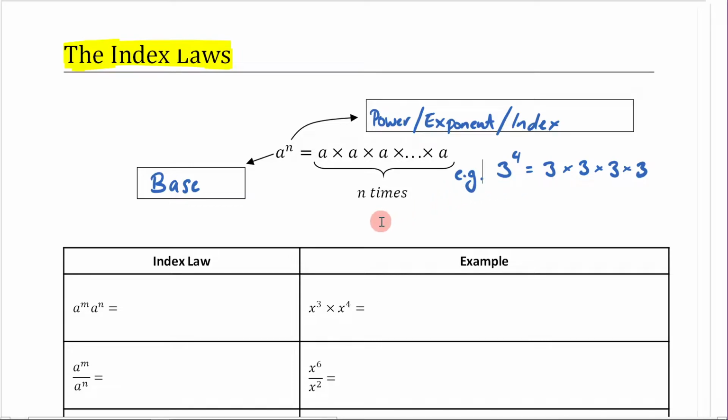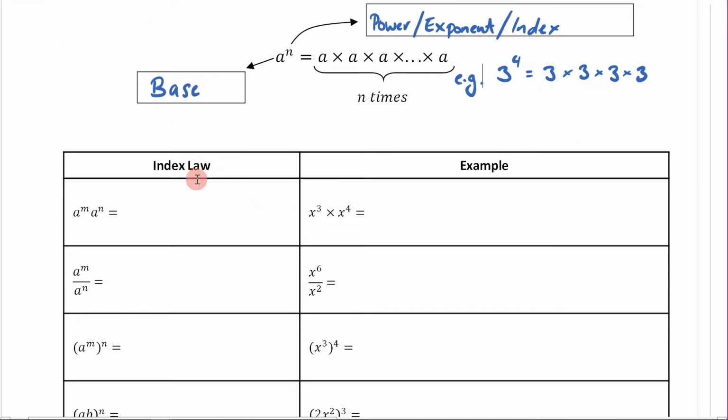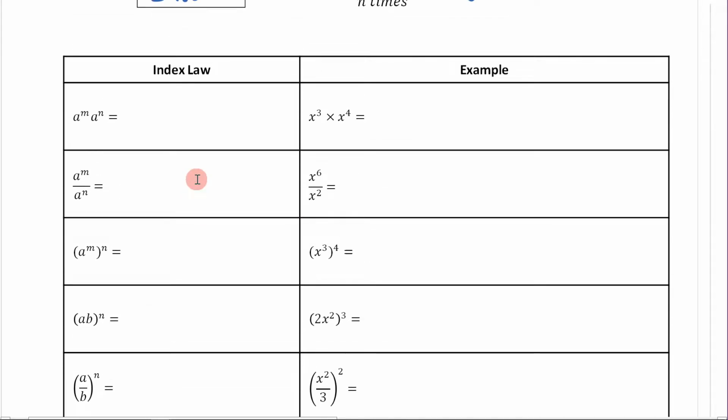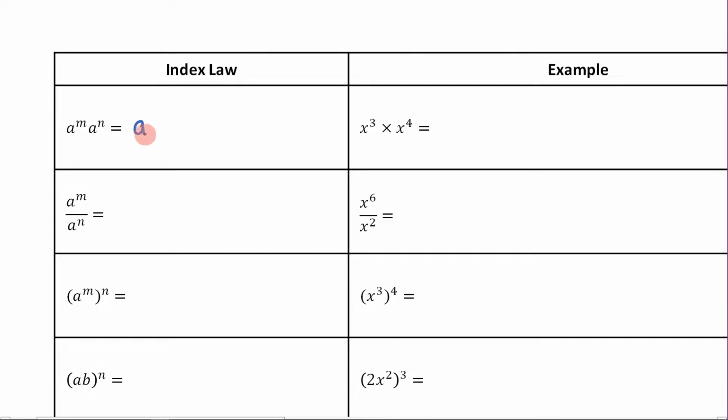Now there's a whole bunch of laws associated with powers or indices. Let's go through each of them, and I want you to write them down as we go. The first one is that if you're multiplying two things with the same base, you add the indices together. So what you'd end up with is a to the m plus n. If we have x cubed times x to the 4, all you do is ask, what's 3 plus 4? It's going to be x to the power of 7.